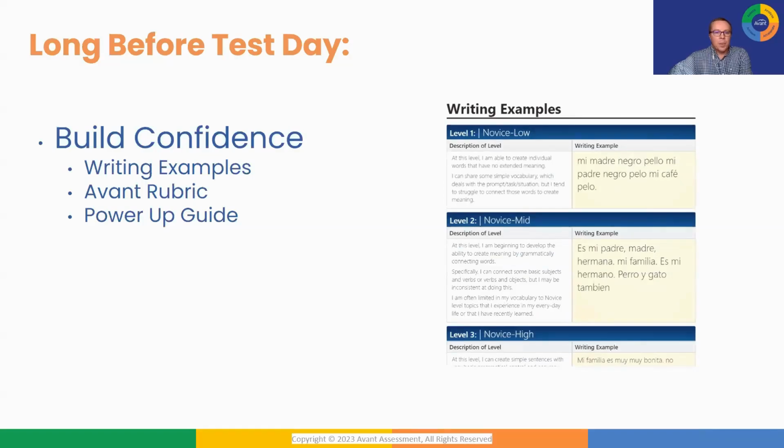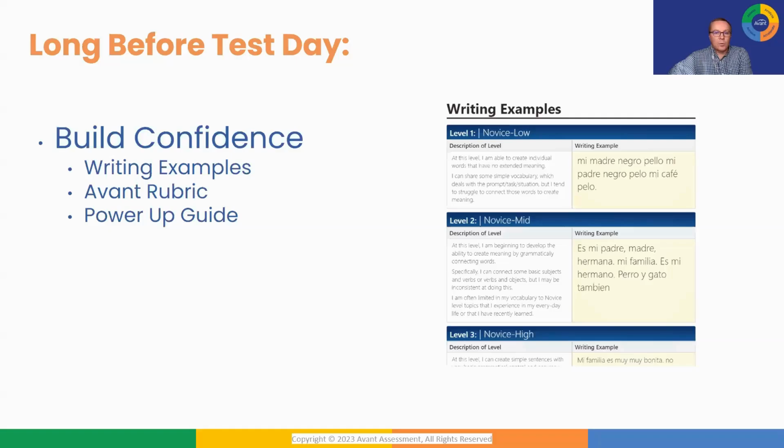You can see here on our writing examples that at each level of proficiency, there is a description of what learners can do at that level, as well as an example in the language that you choose. Many of the languages that we test have the writing examples available. This way, I could look at the progression of language from one level to the next with my students.